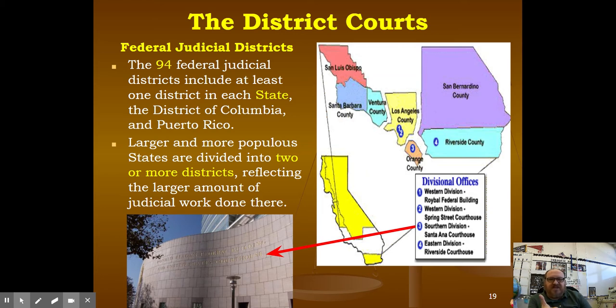So larger, more populous states are divided into 2 or more districts. So we have the Western and the Southern District because there's a larger amount of judicial work done there.